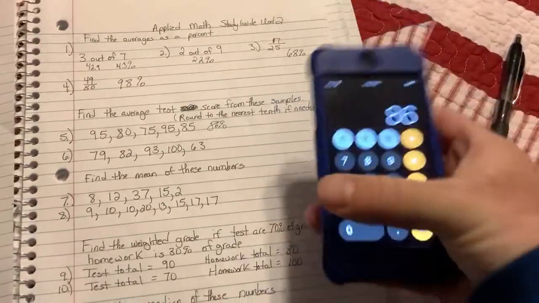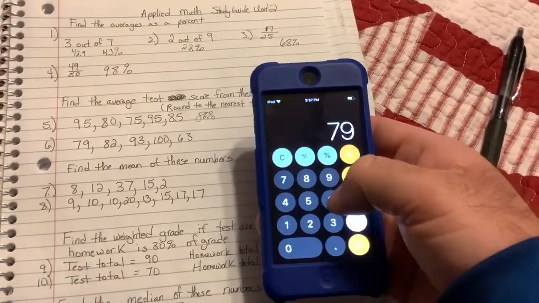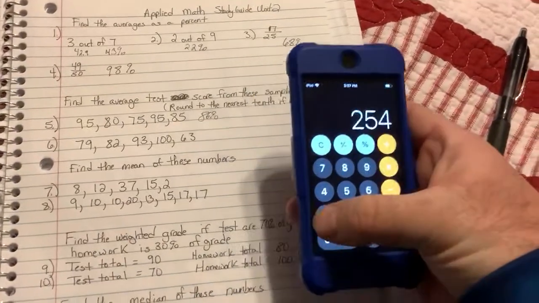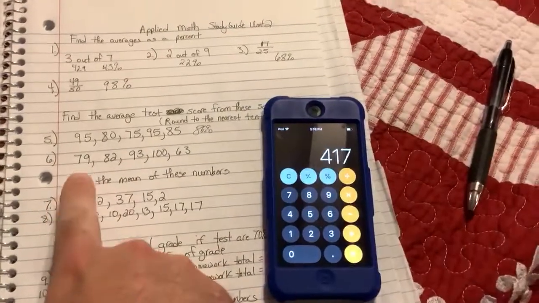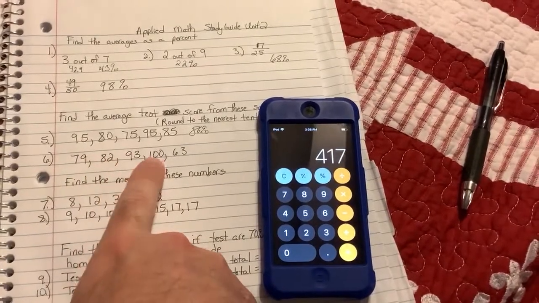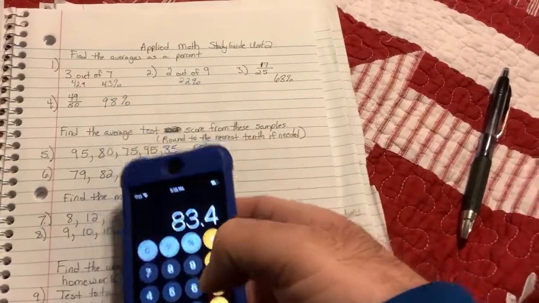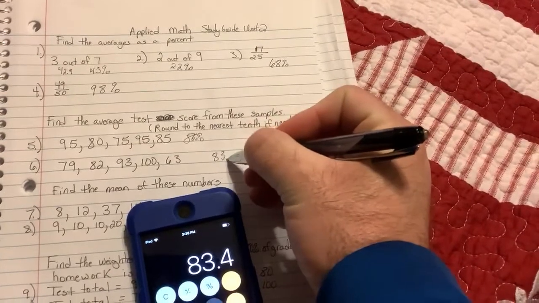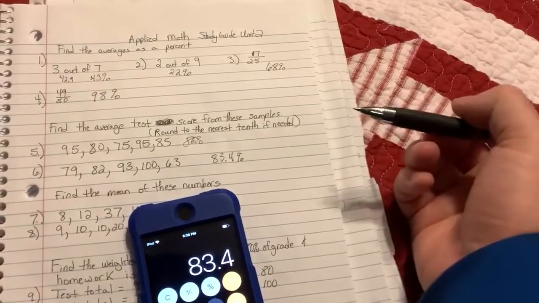Okay, so let's do the same thing with number 6. So 79 plus 82 plus 93 plus 100 plus 63. So you got 417, and we're going to also divide it by 5. There's 5 test scores. So 1, 2, 3, 4, 5. So this one's not going to come out even, but 83.4. We don't have to round. It's already there, so 83.4%. We're going to leave it there because we're going to leave it to the tenth.